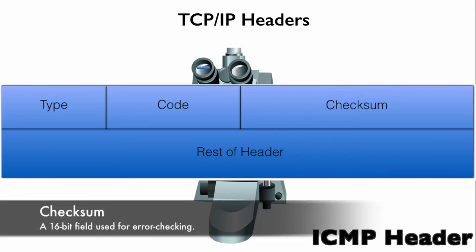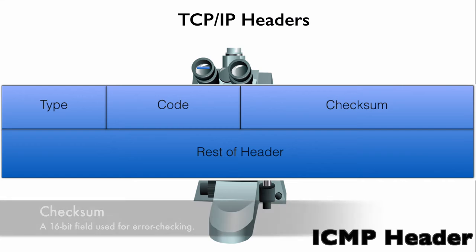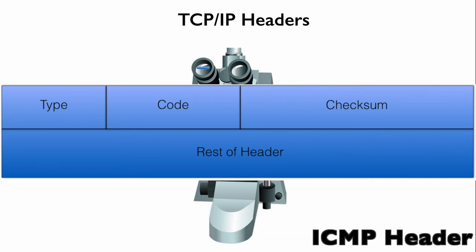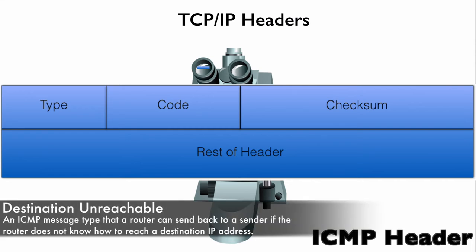We've got a checksum field for error checking, and the rest of header field is a 4-byte field, and what lives here is really dependent on the ICMP message type. And there are several different types, but for the route exam, based on the route blueprint, there are 2 specific message types I really want you to pay attention to, and those are the destination unreachable type and the redirect type. First of all, destination unreachable.